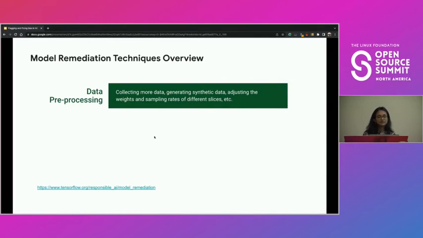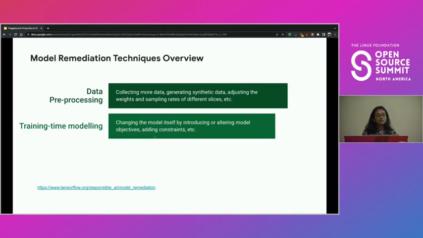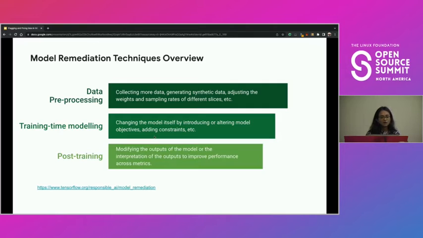So these are data pre-processing techniques. You could also do training time modeling techniques to remediate bias. So essentially, you can change the model's objectives in itself. You can add constraints to the model while training it. Or you could do some post-training methods to remediate for bias. And this is, again, at the model level.